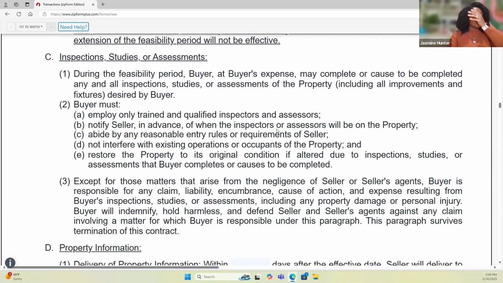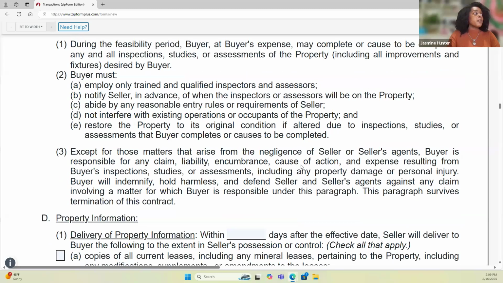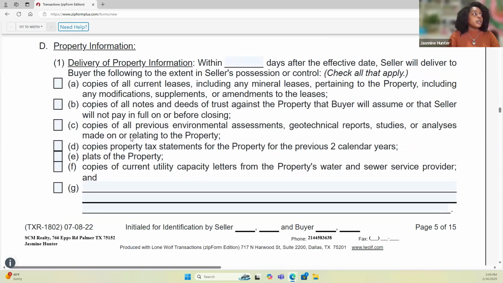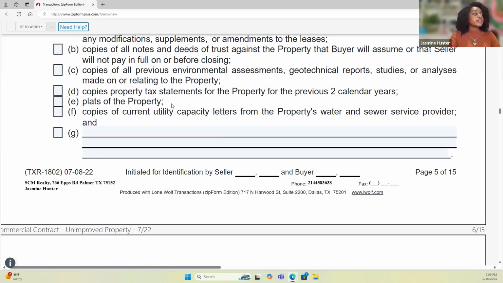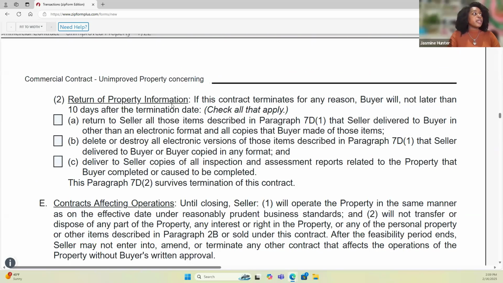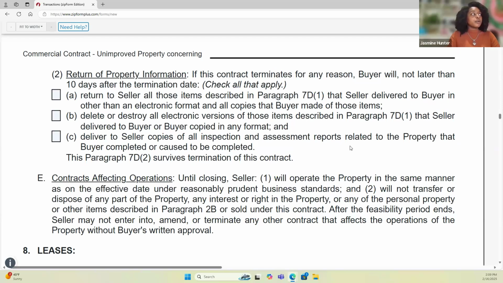Okay. Now, inspection, studies, and assessments. This is just listing what those are and that you are allowed to do them. Okay. And it also asks for property information. So we're talking about copies of current leases, notes, environmental studies, assessments, utility capacity letters, all of that stuff. Give that stuff over to the buyer. And then if there is a termination for some odd reason, you have to give it all back as the buyer. You cannot keep their documents, their private information about that land. You have to give it back.